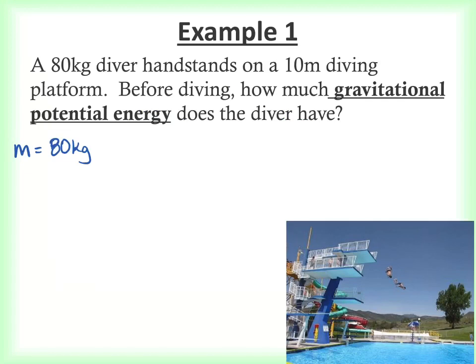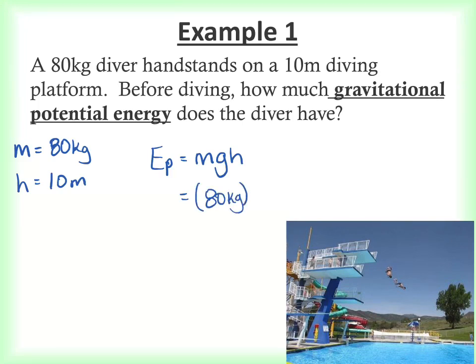He's going to handstand on a 10-meter diving platform. That is high up. Oh my goodness, that makes me nervous. Good for him. So the height is 10 meters. Okay, perfect. Before diving, how much gravitational potential energy does the diver have? Look at that. This one's nice and easy. We have the units how we want them, kilograms and meters. Okay, how do we calculate gravitational potential energy? Remember, m being mass times g, which is gravitational acceleration, times h. Okay, we have all those, so I have to do nothing but plug in my numbers.